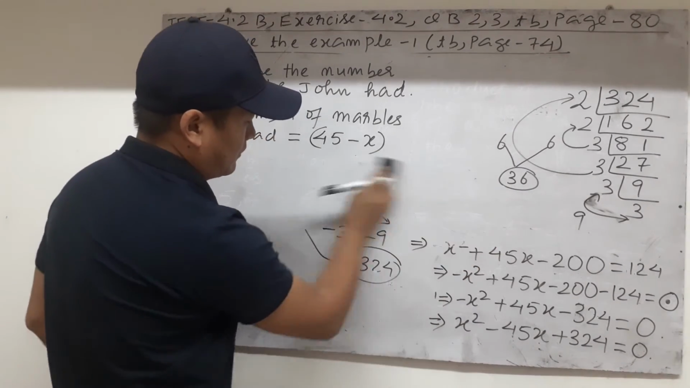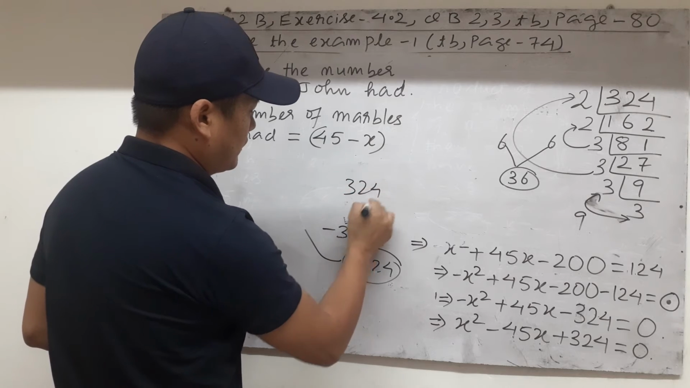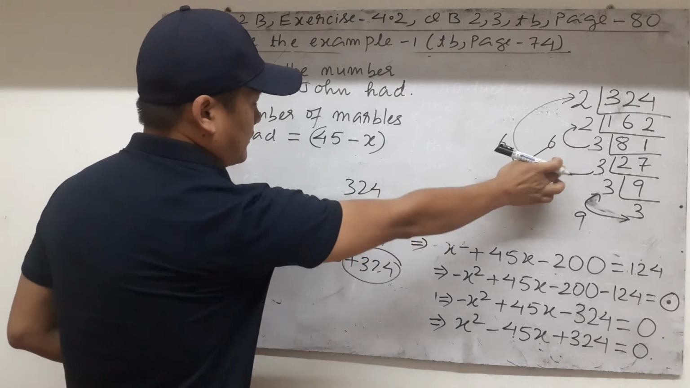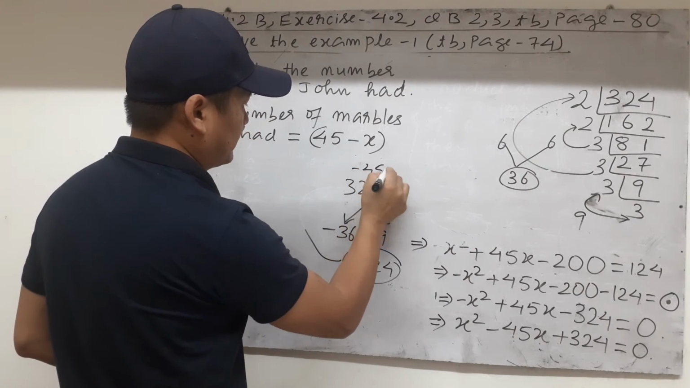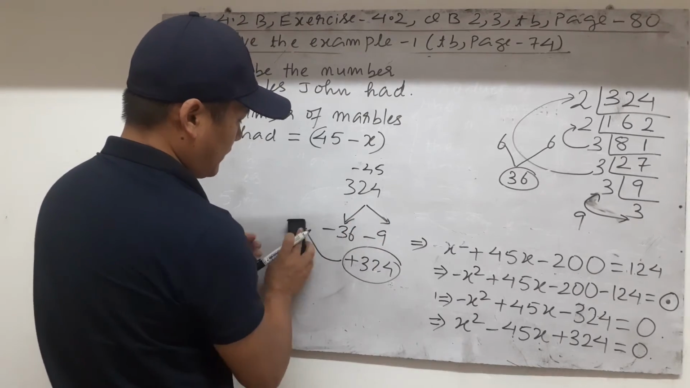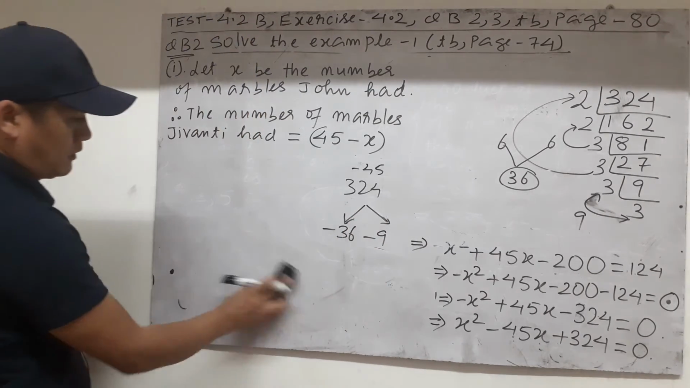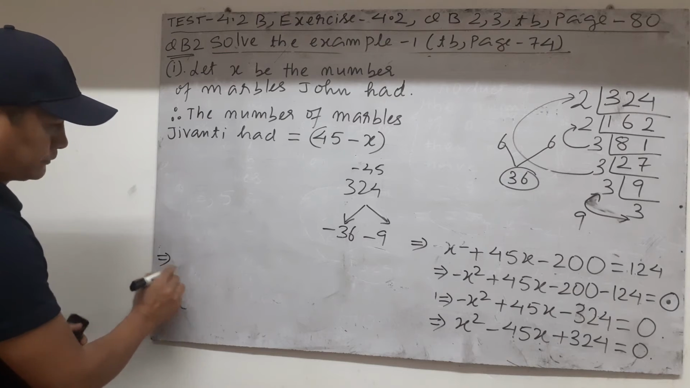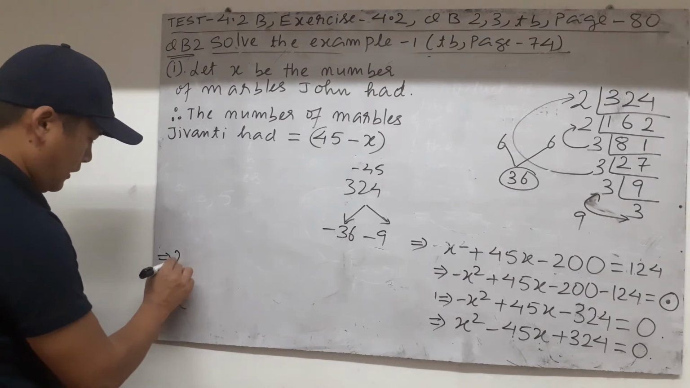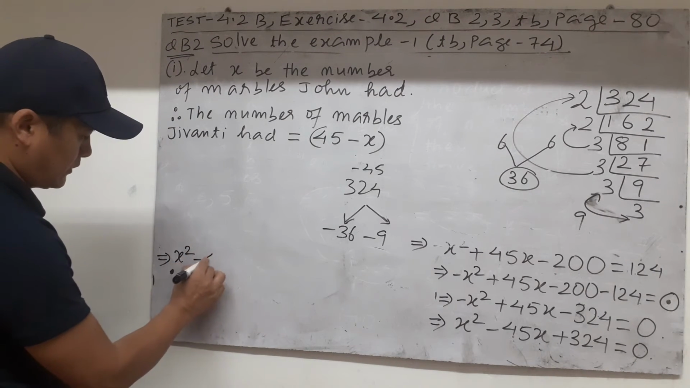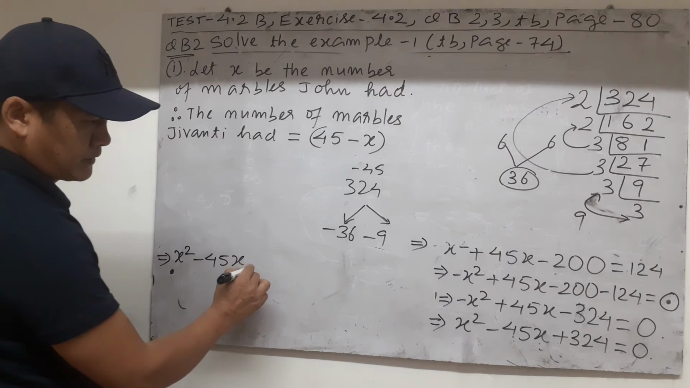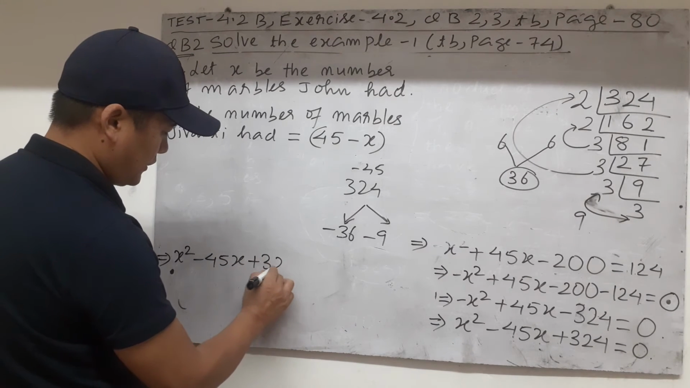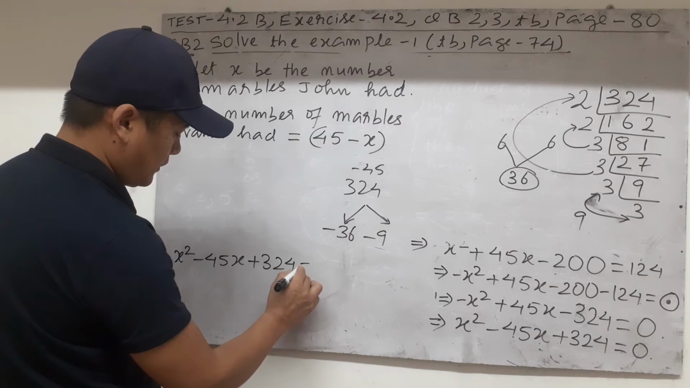Here now, 324, as I said, this prime factorization, and minus 45. So these are the two correct numbers. So I'm just going to write here. That implies this one, x squared minus 45x plus 324 equal to 0.